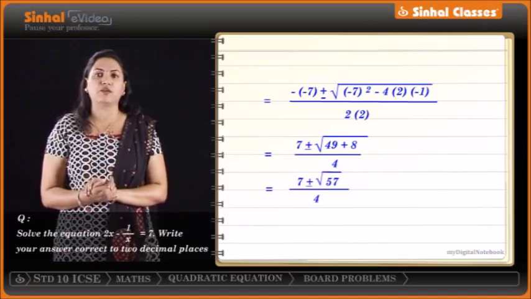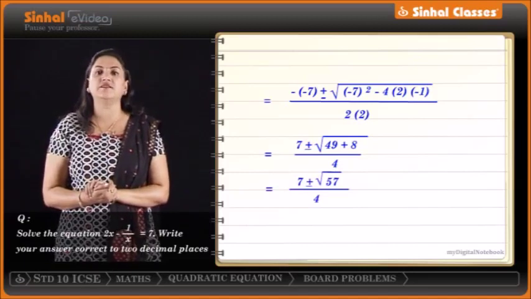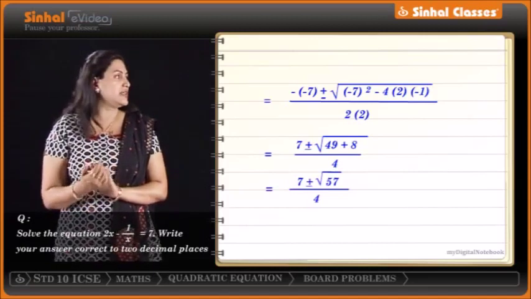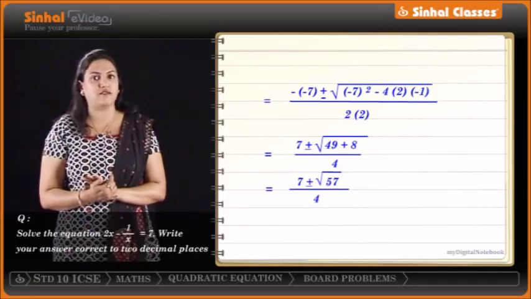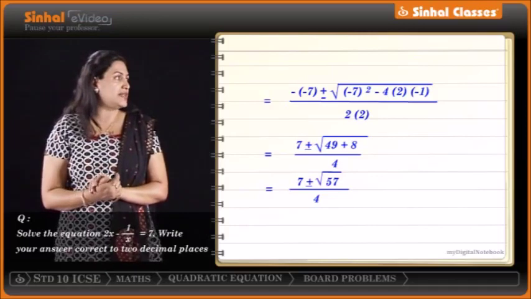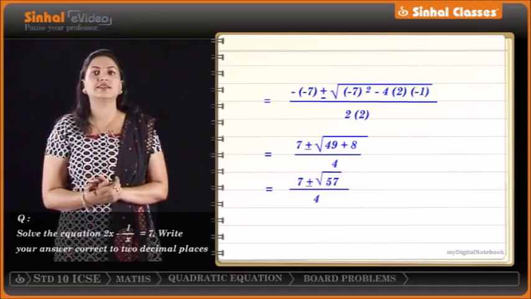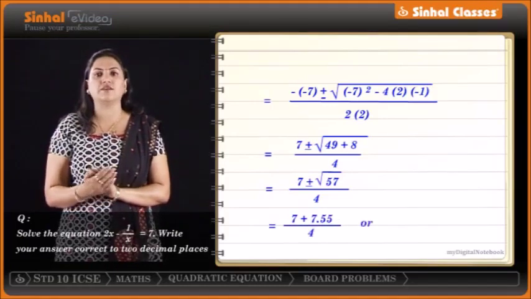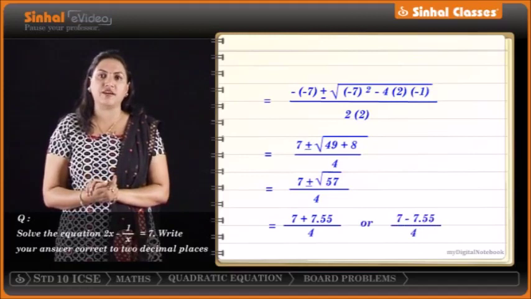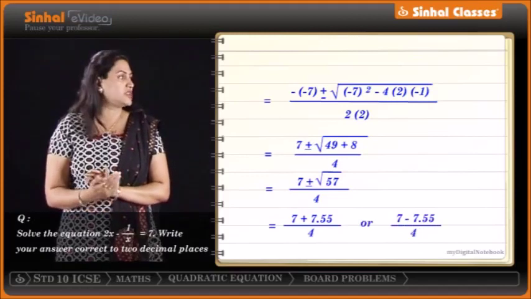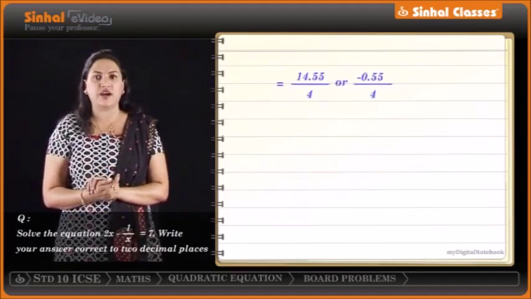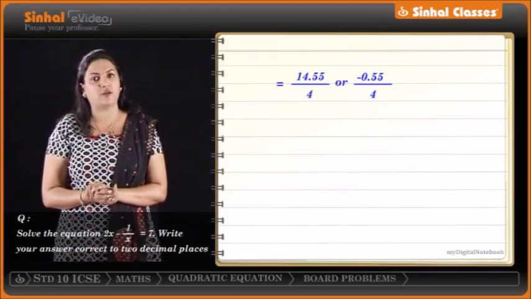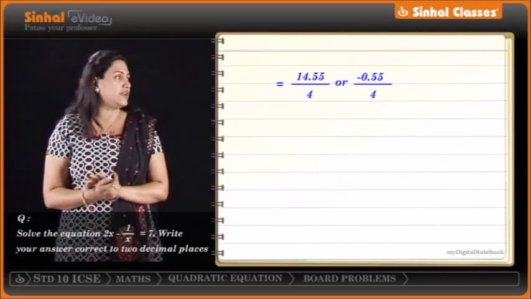Now we want the square root of 57. We will look into the log tables. Square root of 57 is 7.55. So we write the next step as 7 plus 7.55 upon 4 or 7 minus 7.55 upon 4, which is equal to 14.55 upon 4 or minus 0.55 upon 4.